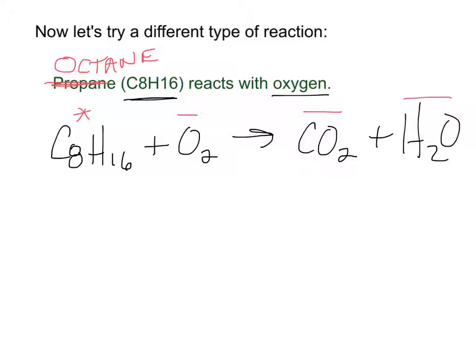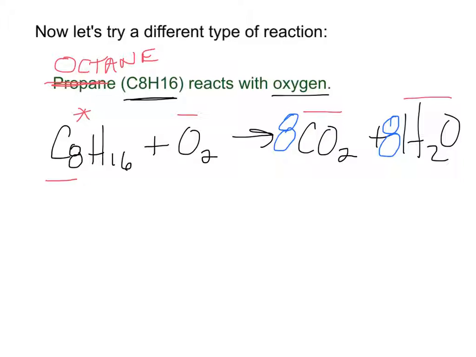Okay, so I've got octane here, so once again, do I have any metals in here? No, so I go immediately to nonmetals. My first nonmetal here is carbon. I have 8 carbons here, okay, but I only have 1 carbon here, so I have to put an 8 in front of here, okay. Now I move down to the next one. I have my hydrogens, okay, I have 16 here, I have 2 here. How do I get 16? I'd have to add an 8 here. So now I have 16 hydrogens, 16 hydrogens.